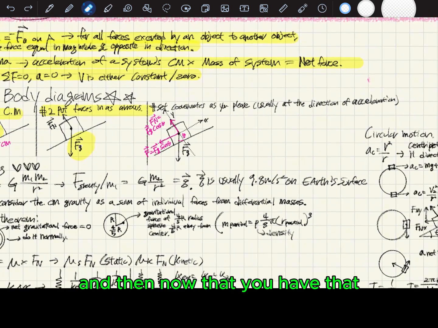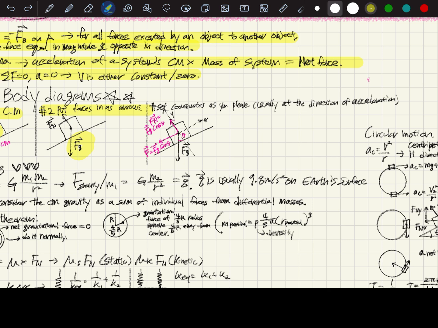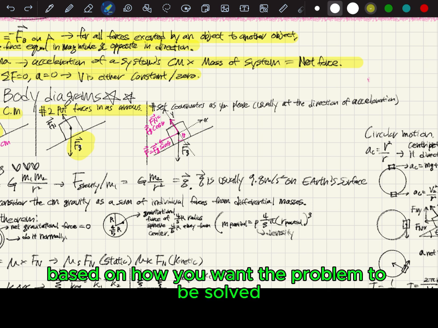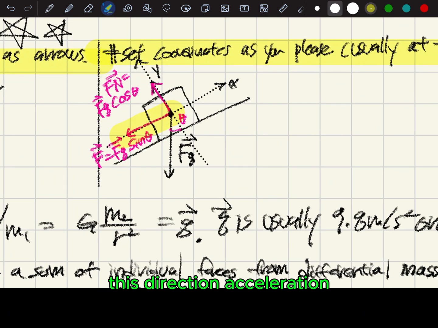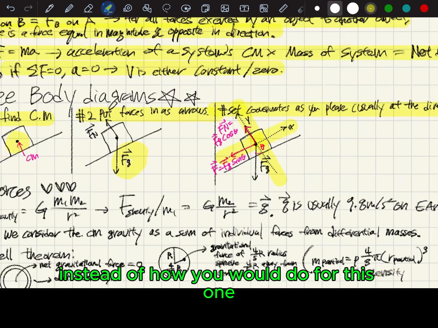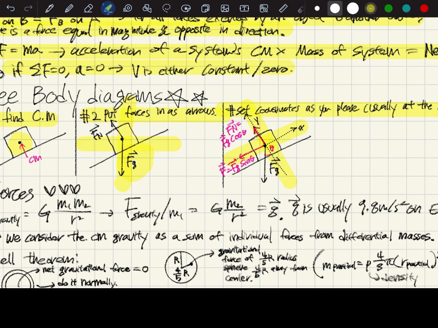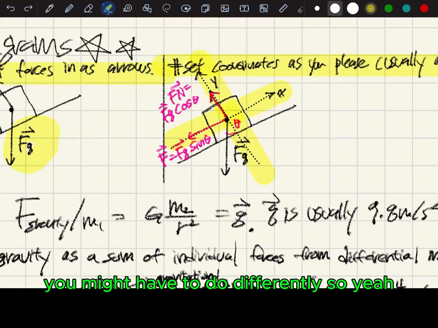And then now that you have that, you can set whatever coordinates you want based on how you want the problem to be solved. For example, if I'm trying to get this direction acceleration, like how fast this cube is falling down this incline, you can basically set the coordinate as this one instead of how you would do for this one. But for other problems, you might have to do it differently. So yeah.